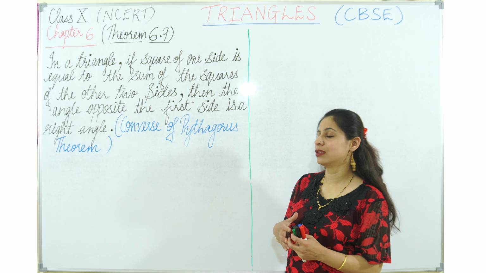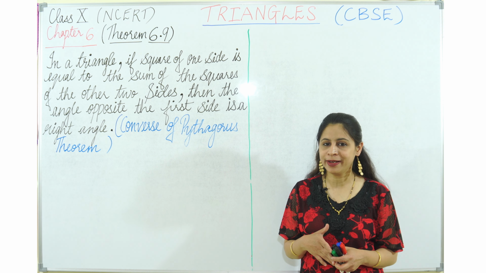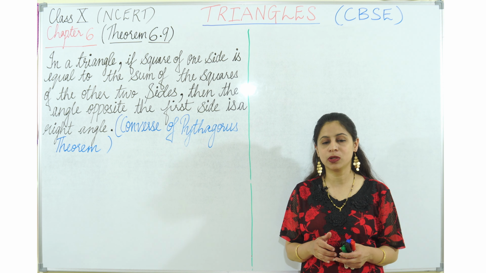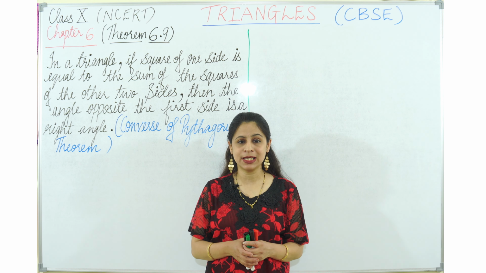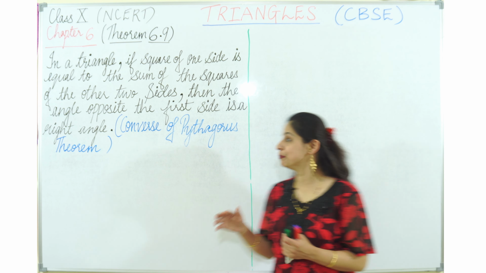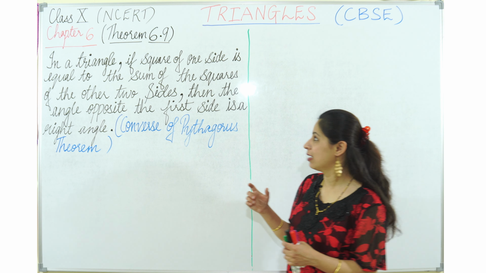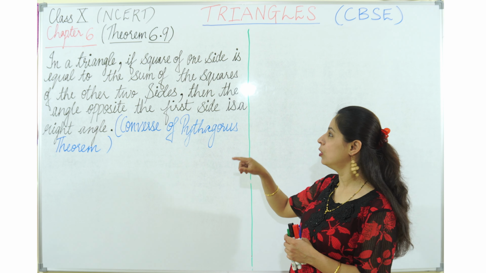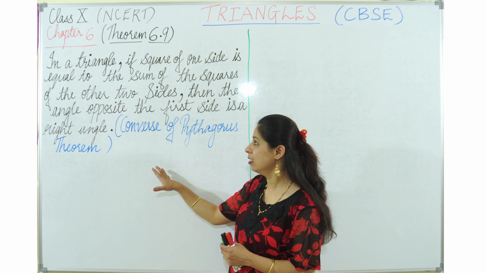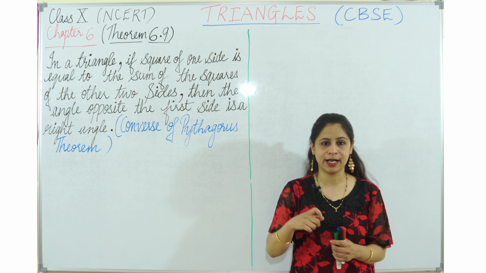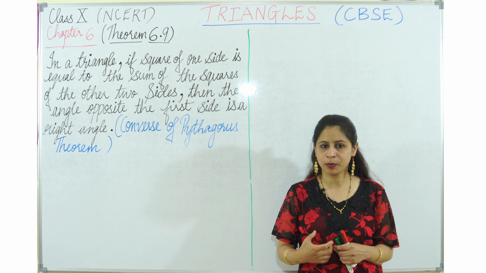So let us start with the proof of Theorem 6.9, which is the converse of the Pythagoras theorem, of Chapter 6 Triangles for CBSE Class 10th NCERT. The theorem says: in a triangle, if the square of one side is equal to the sum of the squares of the other two sides, then the angle opposite to the first side is a right angle. So it is just the converse of the Pythagoras theorem.